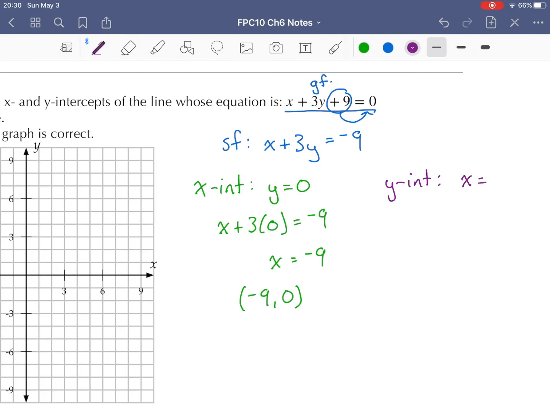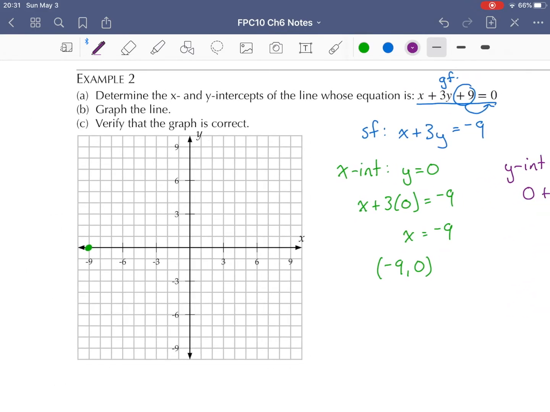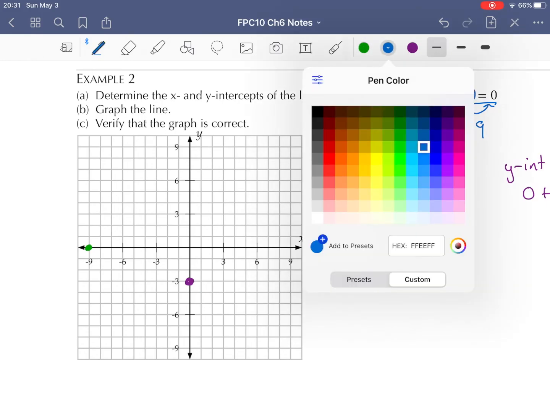Okay, now let's do our y-intercept. To determine our y-intercept, we take x and we make it equal 0. So we're going to put 0 in for x in this equation. 0 plus 3y equals negative 9. So we're just left with 3y is equal to negative 9. Divide both sides by 3. We get y is equal to negative 3. So our y-intercept is at 0, comma minus 3. Let's graph that on there. 0, comma minus 3. It's right there.